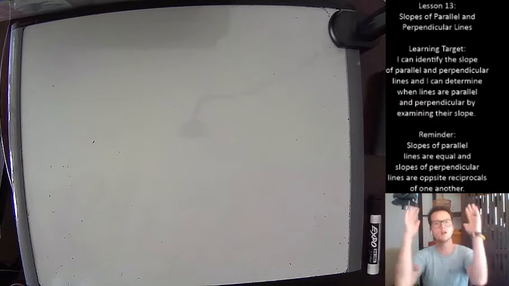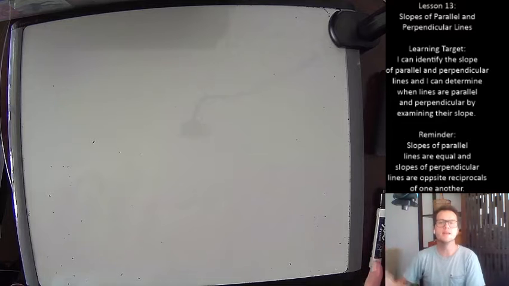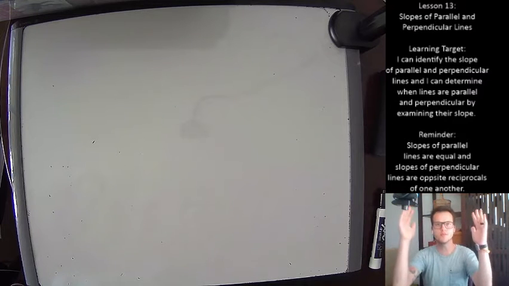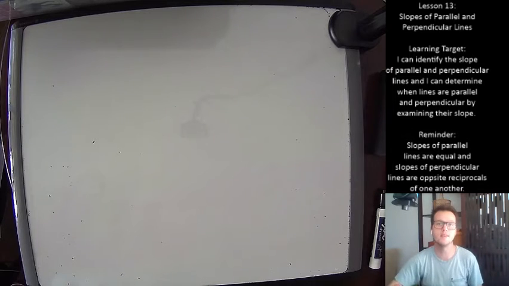So we know parallel lines never touch. We know perpendicular lines intersect at 90-degree angles. Now we're going to look at the relationship between two parallel lines and their slopes, and then two perpendicular lines and their slopes.